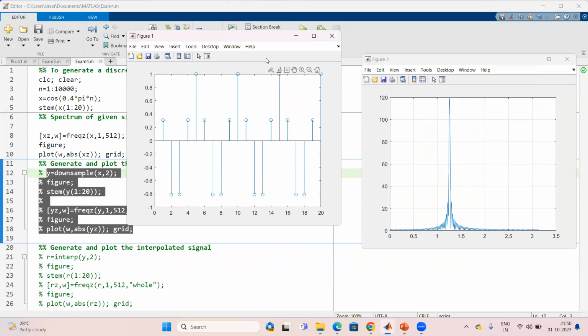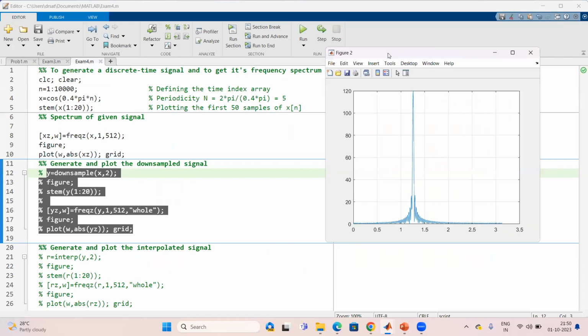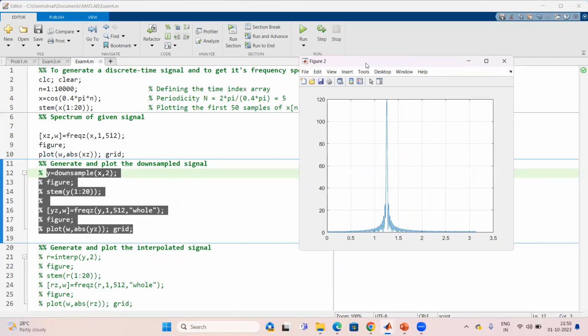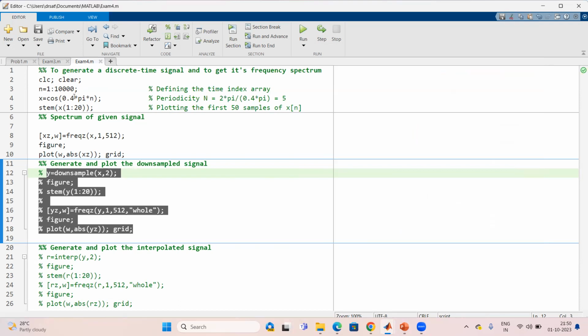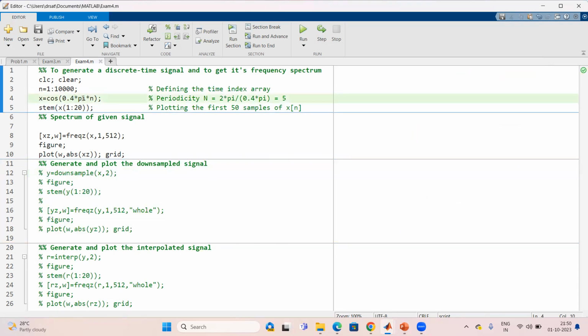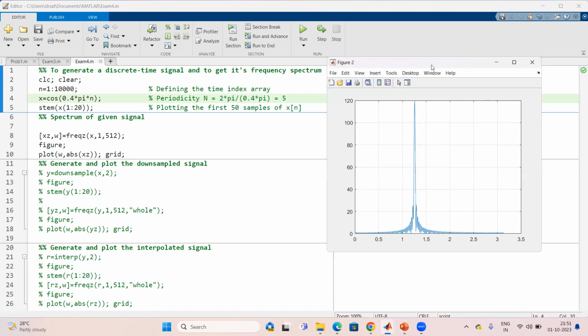Now here we can see the spectrum. This is the spectrum that we have calculated, the spectrum of this particular discrete cosine signal. Its digital frequency is equal to 0.4π. Within this spectrum, we are expected to get the peak at 0.4π. Here you can see we are getting this peak value.